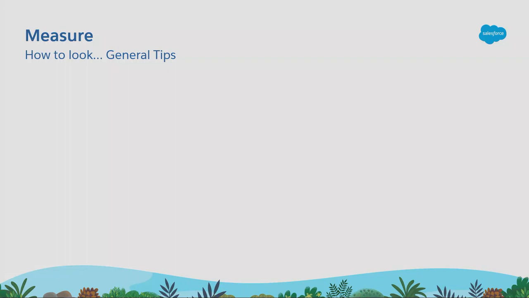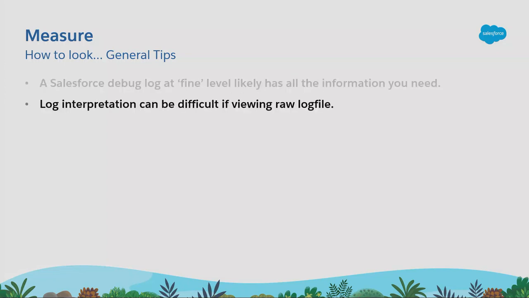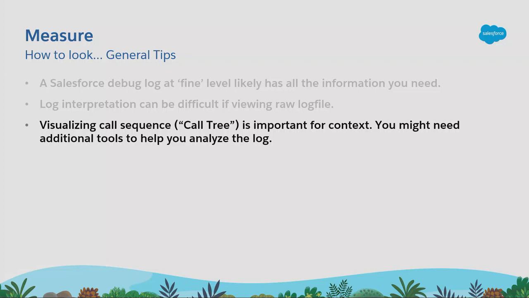Okay, so how to look. First thing, a Salesforce debug log at fine level really does have all the information you need. Teasing the information out is not necessarily straightforward. That's the second point. At Velocity, we have an internal tool for looking at execution flows. Highly recommended to get something to help you visualize the call tree. Salesforce has a limited call tree view. You can only do it with logs you just captured. We found it wanting in a few places, which is why we developed our own internal tool.